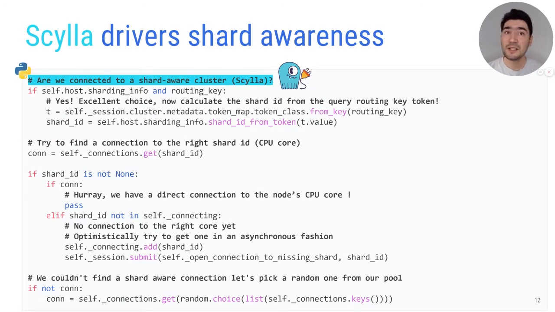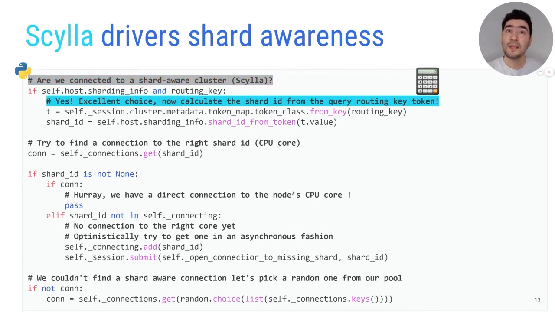So we apply this logic only if connected to a Scylla cluster, so that's the first thing we need to assess. If we are connected to a Scylla cluster, we then calculate the shard ID or CPU identifier, but keep in mind that it's called shard ID, from the partition key token. So we use the same token calculation logic as Cassandra, but then we do another calculation to derive a shard ID from this token as well.